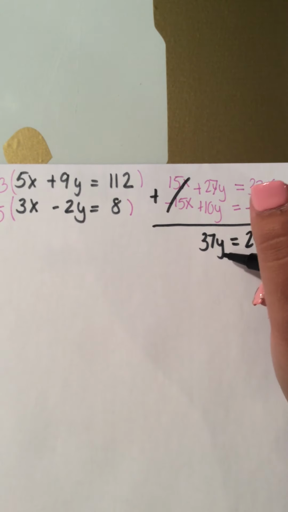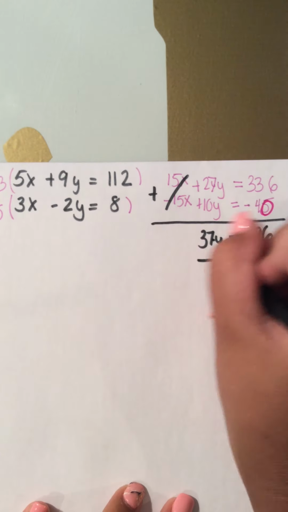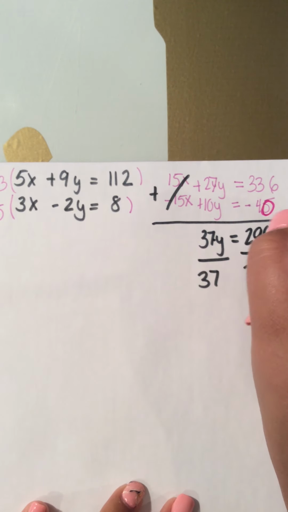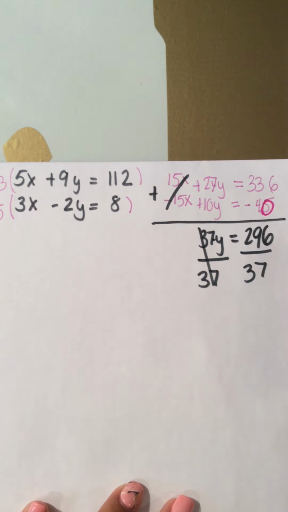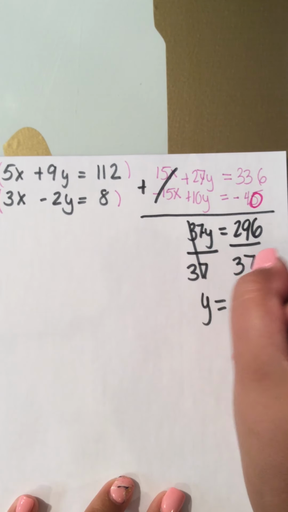Now remember 37 and y are being multiplied. So to undo multiplication is division. So I'm going to divide by 37 on both sides. They're going to cancel out here. 296 divided by 37. Y equals 8.